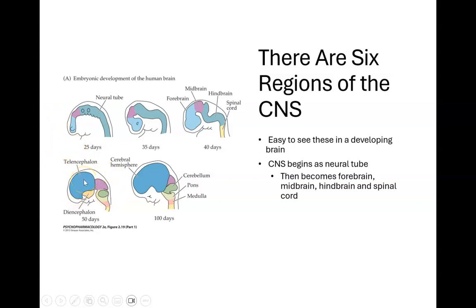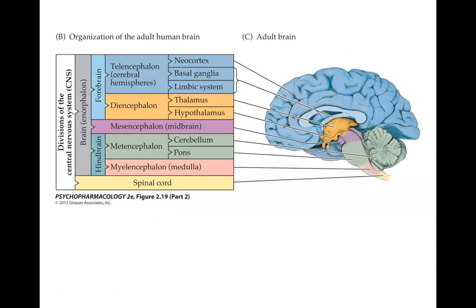10 days later, the forebrain has further developed into an area called the telencephalon, which basically makes up the cerebral cortex, and the subcortical structures that make up the diencephalon. By 100 days, you can see the cerebellum, the pons, the medulla, and the spinal cord. So over time, we are beginning to see that differentiation.